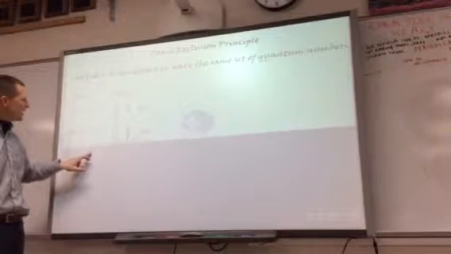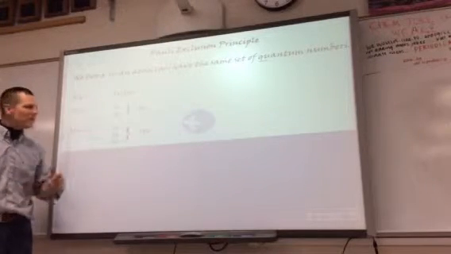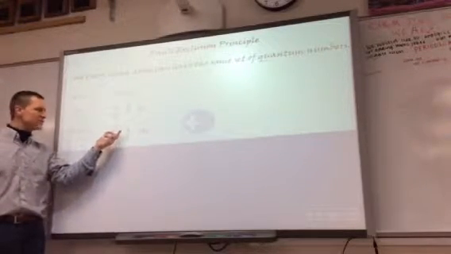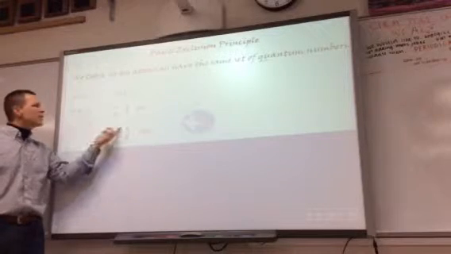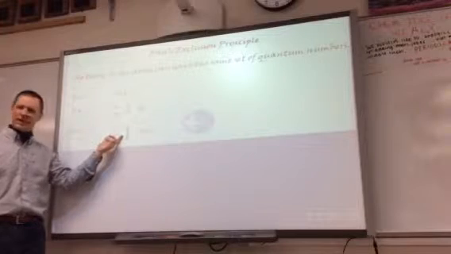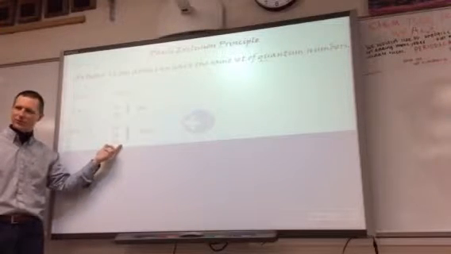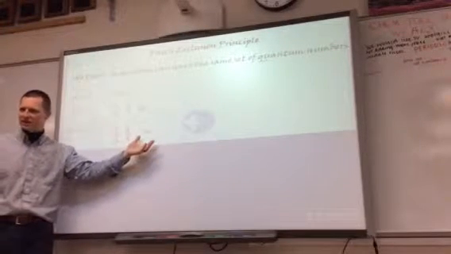The third energy level has room for 18 because 2s, or not 2s, 3s, that's what I mean. I'm tired, I'm starting to say dumb things. 3s has room for 2 electrons, 3p has room for 6, and 3d has room for 10. Add all that together, you get 18 possible.